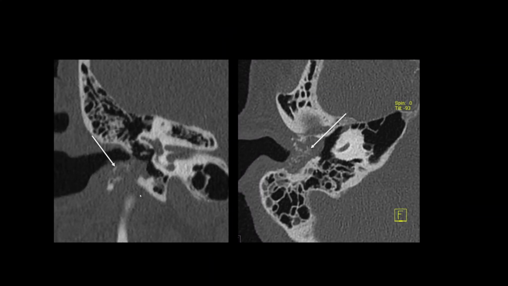And this is just another case of an EAC cholesteatoma. Again, you can see the soft tissue mass within the bony external auditory canal, bony erosions. There's loss of the floor here. There's erosion along that posterior wall, and then these central flecks of calcifications.